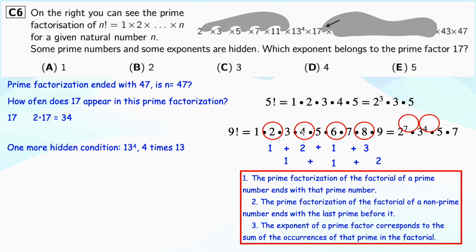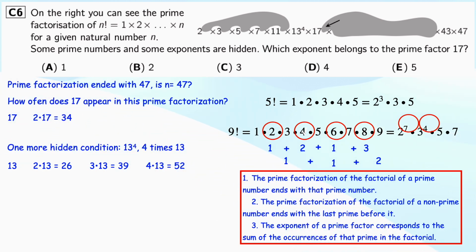This one is hidden. It's just 13 to the power of 4. So it means 13 appeared 4 times in this factorial. Let's check it. 13, of course, appears from 13 itself one time, and one time comes from 26, and again from 39, and finally from 52.